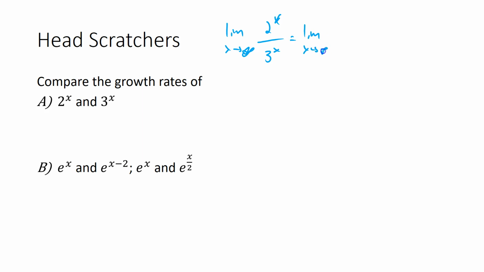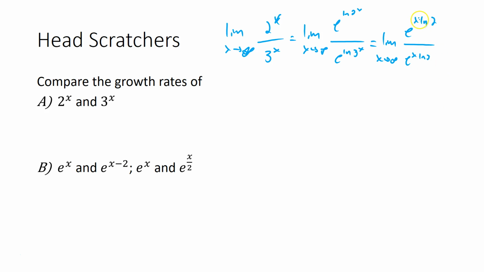So I'm going to rewrite this a little bit. Limit as x approaches infinity. On the top, I'm going to write this as e to the natural log of 2 to the x. On the bottom is e to the natural log of 3 to the x. Right? These are inverse functions, so I haven't changed anything. e to the natural log of 2 to the x is 2 to the x. e to the natural log of 3 to the x is 3 to the x. Then move those x's to the front. e to the x ln 2. On the bottom we have e to the x ln 3.